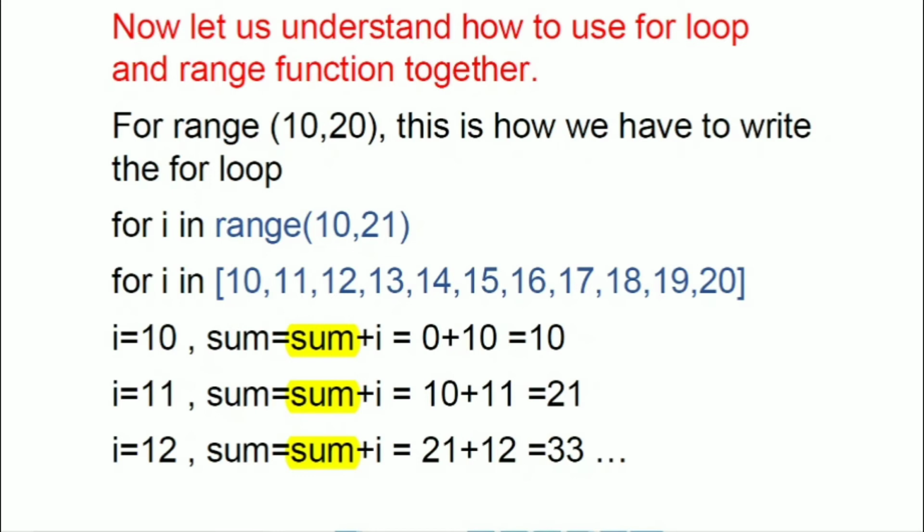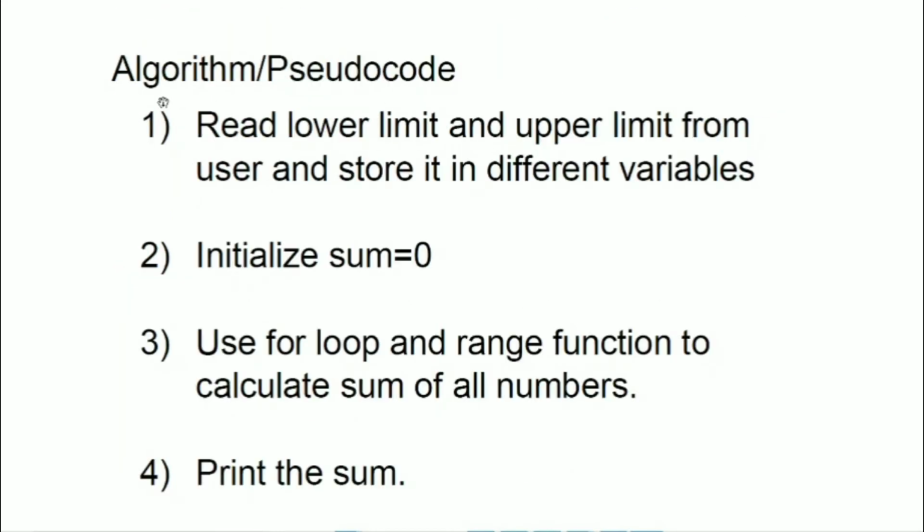Now let us see the algorithm or the pseudocode of the program. In the algorithm, the first step is to read the lower limit and the upper limit from the user and store them in different variables. The third step is we will use the for loop and range function to calculate the sum of all numbers, as we have seen in the example above. And the last step is to print the sum.